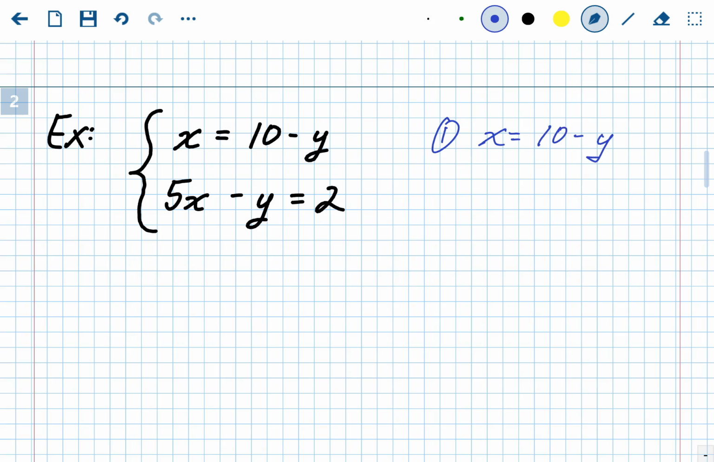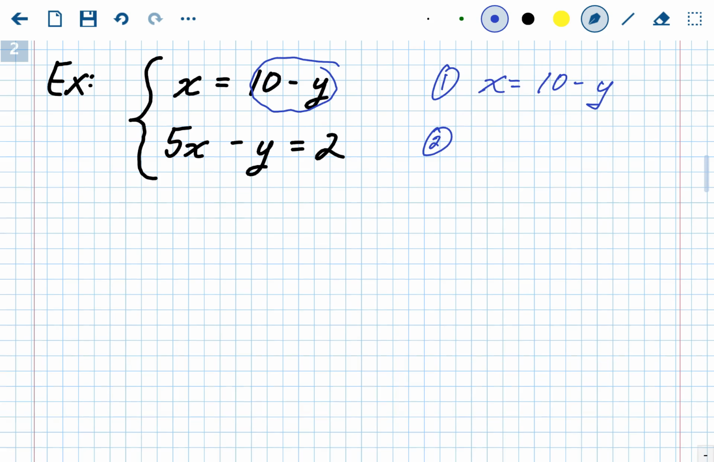Okay. So we move on to step 2. Step 2 was to substitute the expression from step 1 into the other equation. So we use the top equation for step 1, which means we're going to use the bottom equation in step 2. Now all we're going to do is, because x equals 10 minus y, anywhere we see x, we could replace it with 10 minus y, which is what we're going to do. So we're going to take this 10 minus y and just plug it in, substitute it in for x.